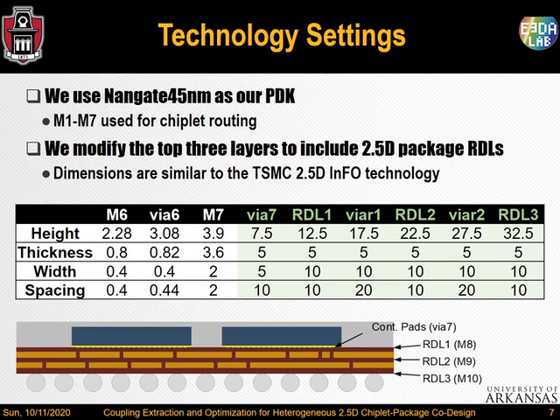Lower 7 metal layers are used with their original settings for chiplet internal routing. VIA7 serves as the chiplet contact pad layer. M8, M9 and M10 are modified to serve as 3 redistribution layers. The width and spacing of redistribution layers are both set to be 10 micrometers.